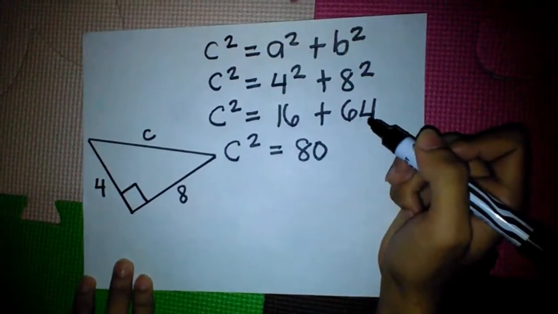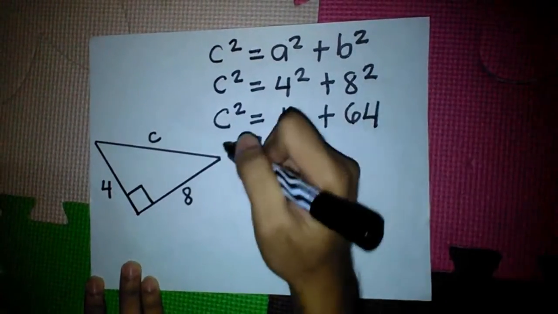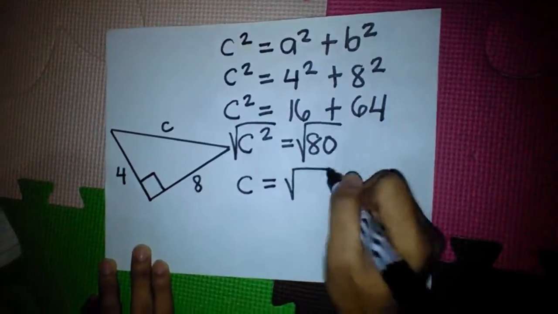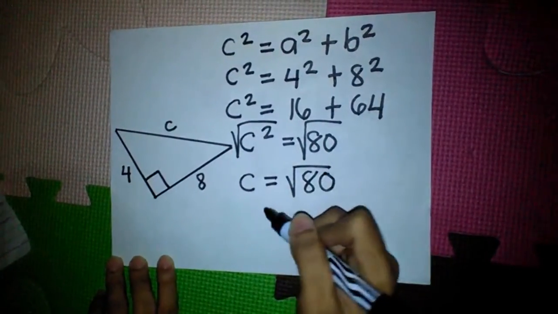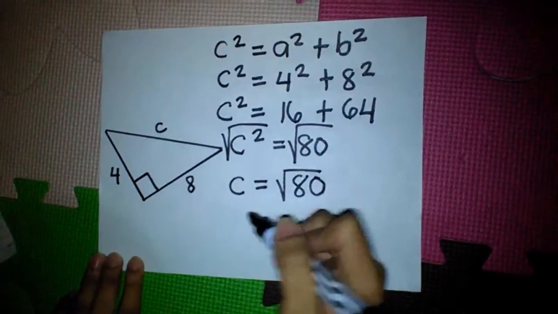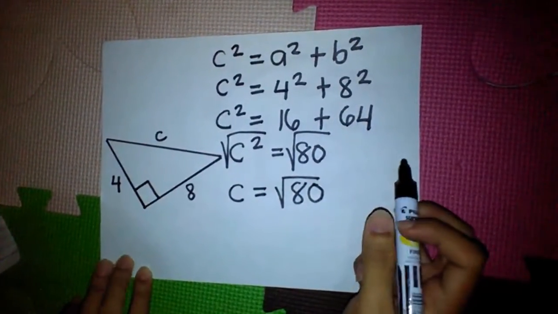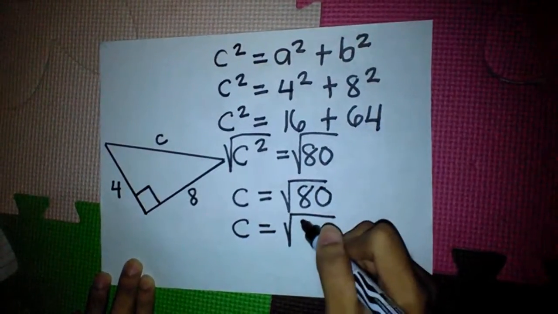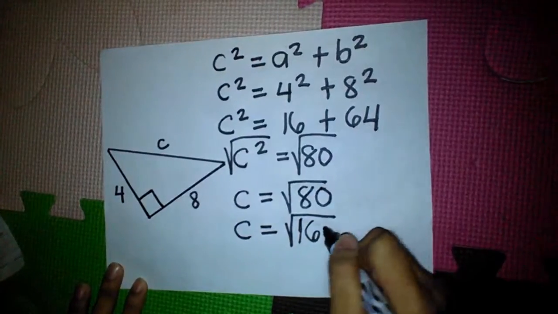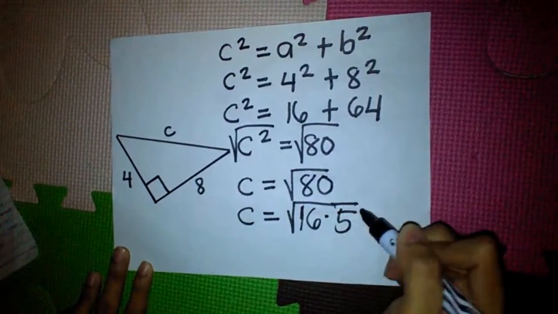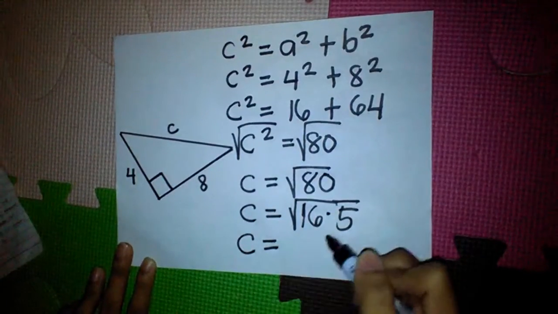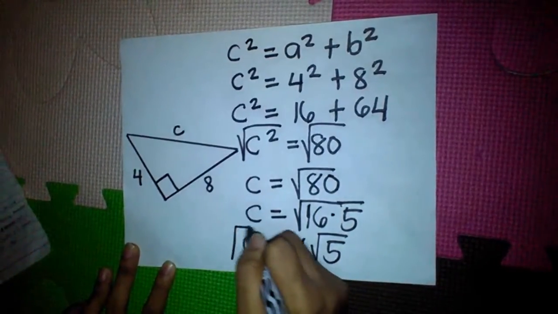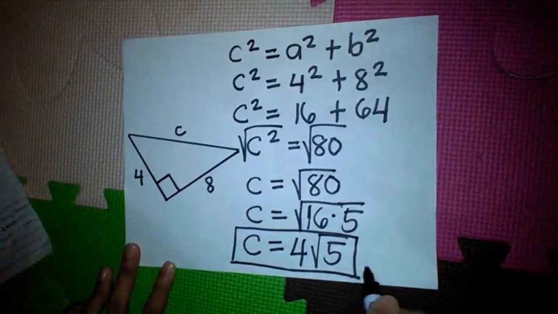To find c, we will extract the square root of both sides. So we get c equals square root of 80. Since 80 is not a perfect square, we have to find a factor of 80 that is a perfect square. So we get c equals square root of 16 times 5. Taking out the square root of 16, we get 4 square root of 5. So the final answer is 4 square root of 5.